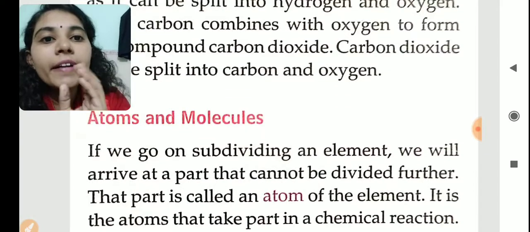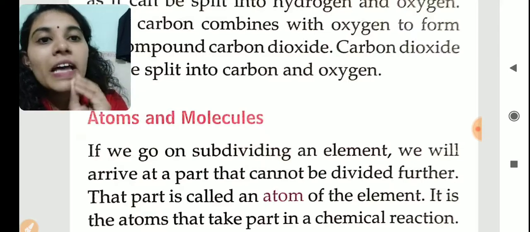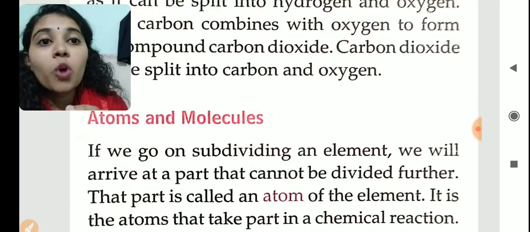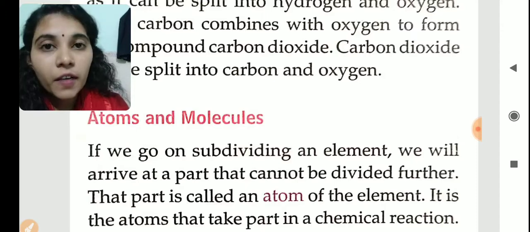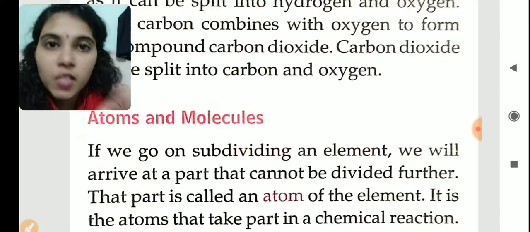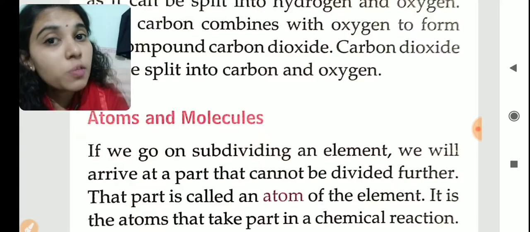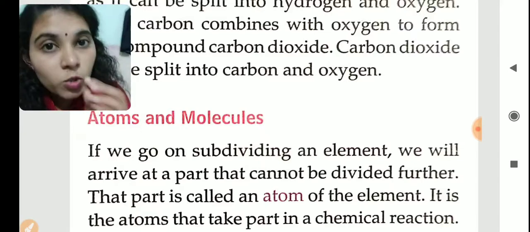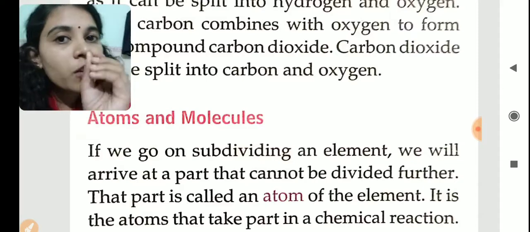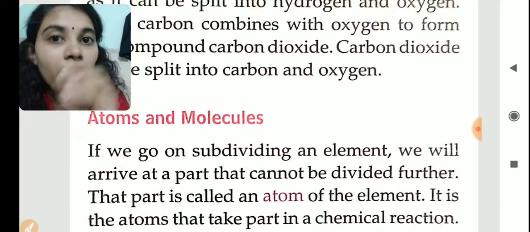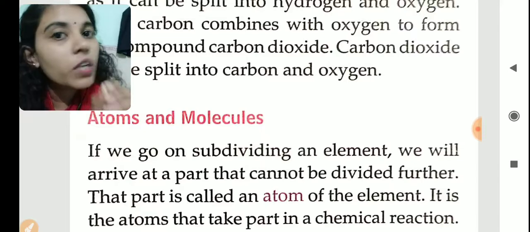Atom means indivisible particle. Okay. If we go on subdividing an element, we will arrive at a part that cannot be divided further. That part we cannot see with our eyes; we would need a nanoscope, which is smaller than a microscope, to see the smallest part. And using any technique, if we divide that element, we will get a very minute thing that we cannot divide again.